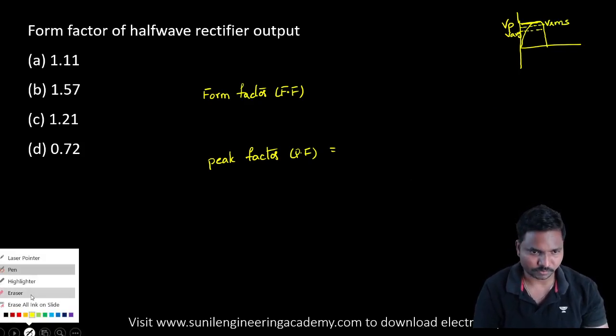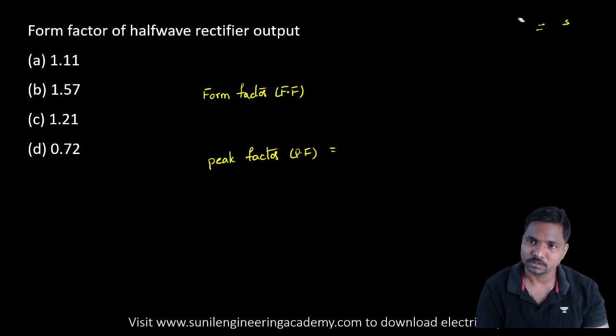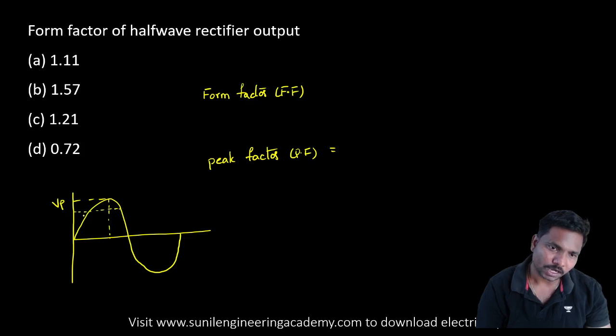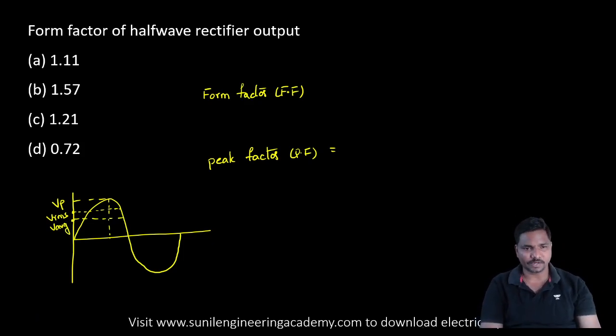You can consider a wave. This is the maximum value or peak value, and this is the RMS value, and 0.63 times, 63%, is the average value. So this is the maximum value, that is 100%. VRMS is nothing but 0.707, that is 70.7%. This is 0.63, that is 63%.